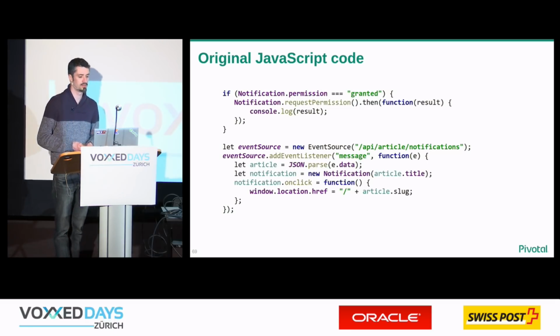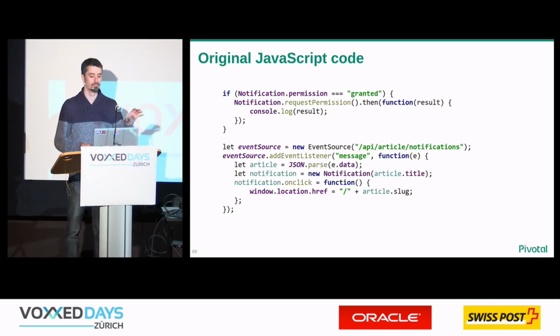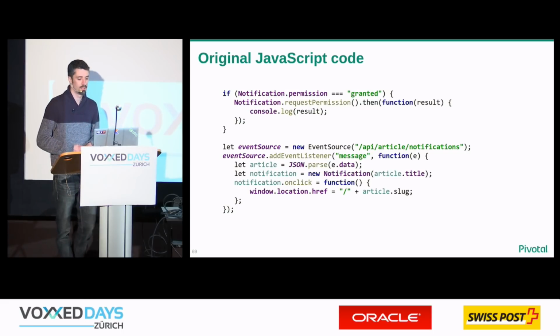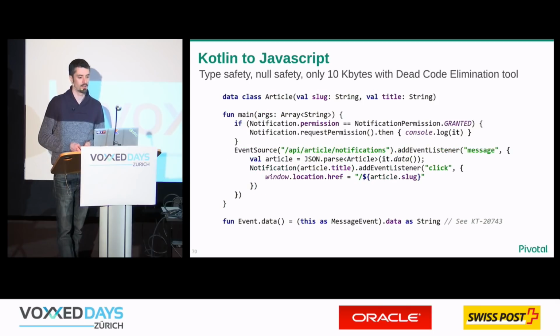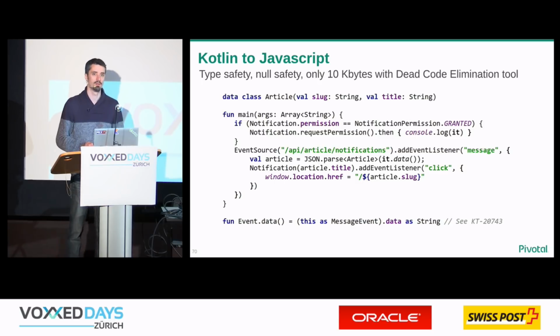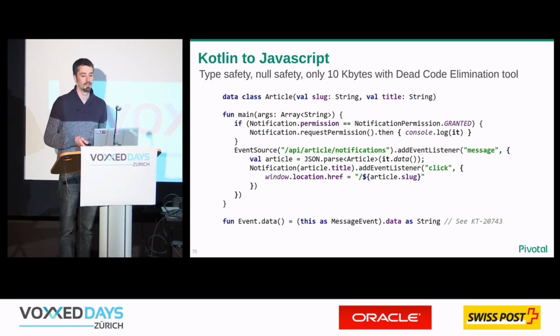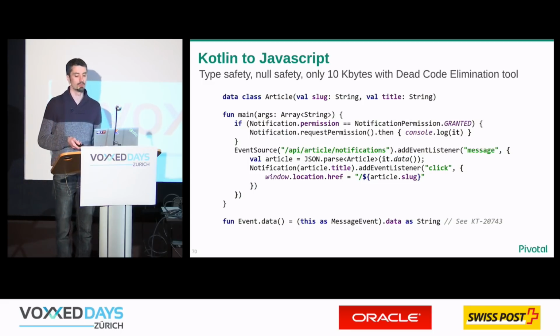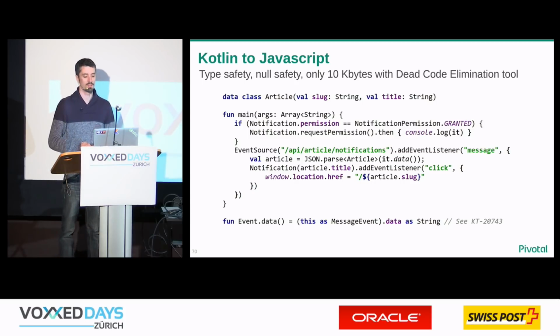This is the original JavaScript code from my deep dive project. It's used to show a notification when there is a new blog post created. So this is the JavaScript version. This is the Kotlin version. So verbosity is the same, but the nice point is that you have all the Kotlin features of type safety, null safety, and only 10 kilobytes with the dead code elimination tool. That's code that is quite similar to TypeScript, for example. But if you want to write all your project with a single language, that could be interesting.